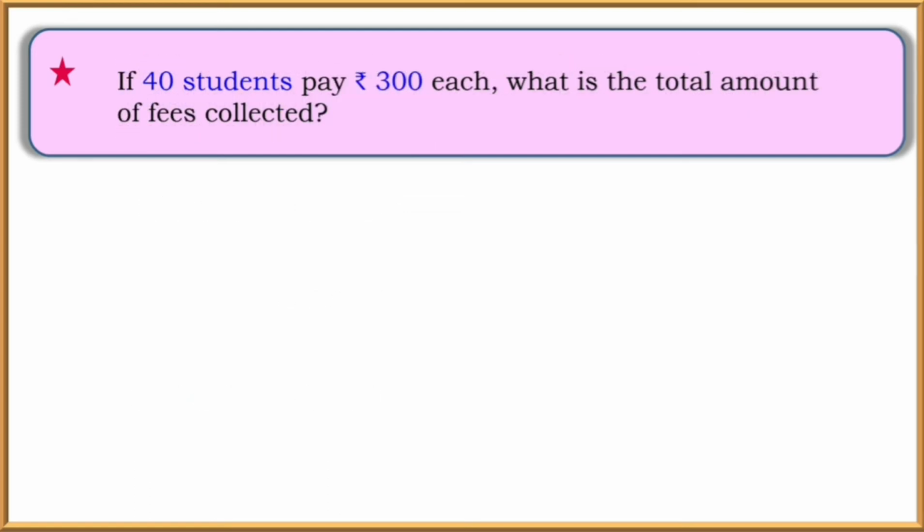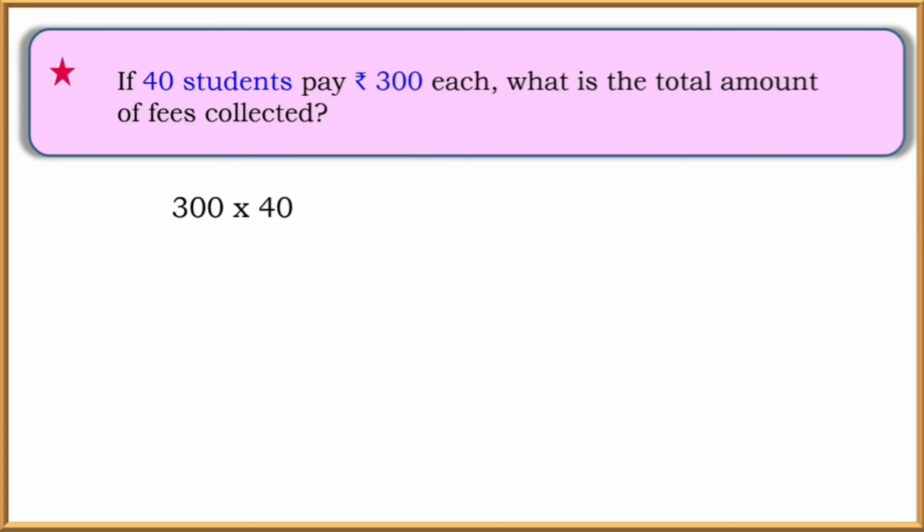If 40 students pay rupees 300 each, what is the total amount of fees collected? 40 students आहेत, प्रत्येकाने 300 रुपीज फी कलेक्ट केलेली आहे. सो टोटल किती फीज कलेक्ट झालेली आहे ते आपल्याला सांगायचं आहे. मग त्यासाठी आपल्याला काय करावं लागणार आहे? 300 40 टाइम्स घ्यावे लागणार. मग 300 मल्टिप्लाइड बाय 40.